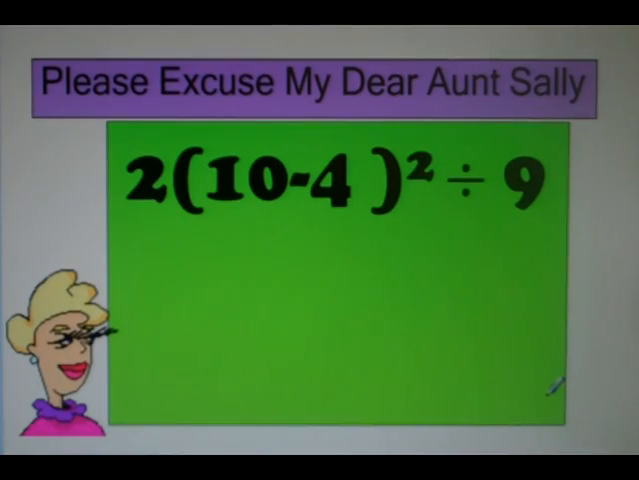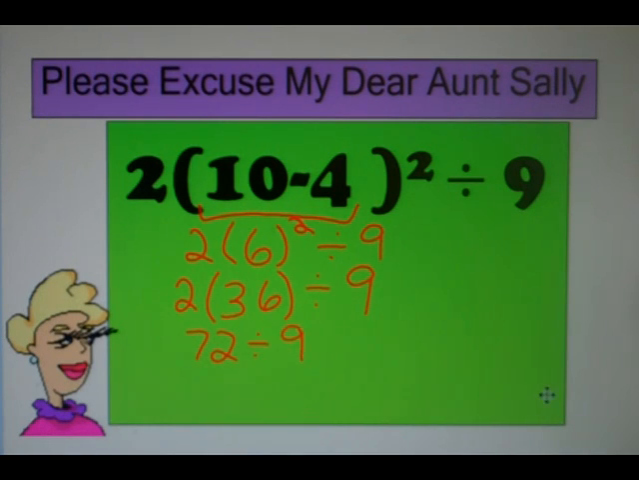The problem we have now is 2 times the quantity of 10 minus 4 squared divided by 9. What do we do first? Well, first in our parentheses we have 10 minus 4. 10 minus 4 is 6, and rewrite everything else around it. Now we have to square our exponent. 6 squared is 36. Multiply it by our 2, we get 72 divided by 9. And our last step equals 8.